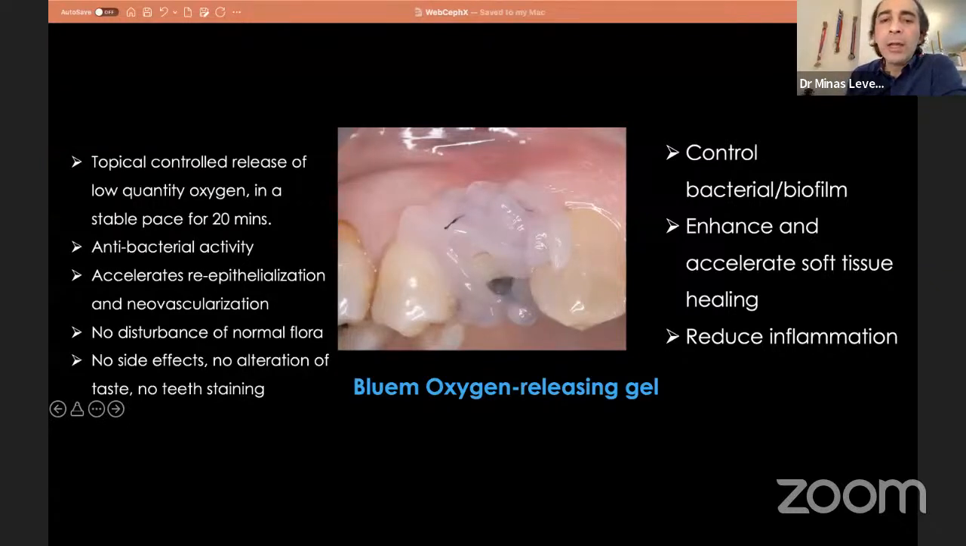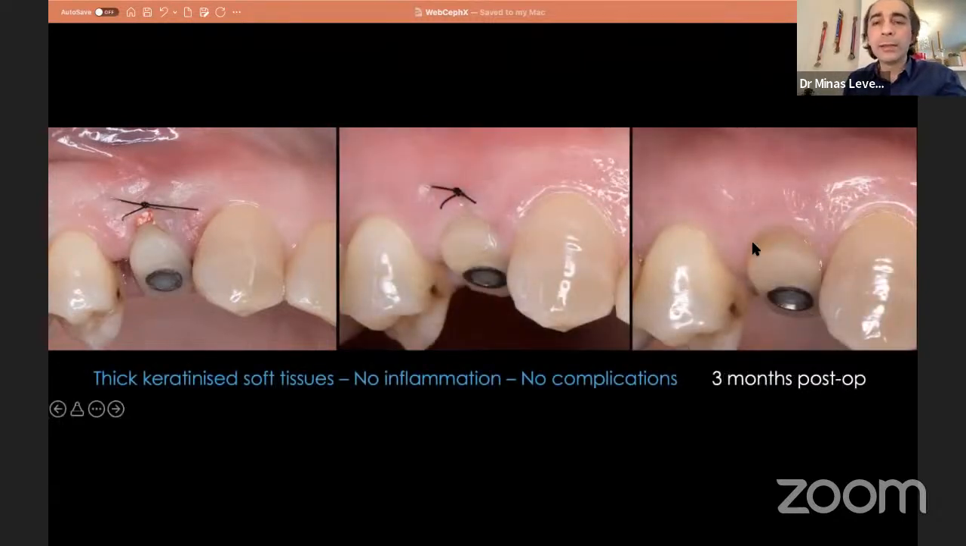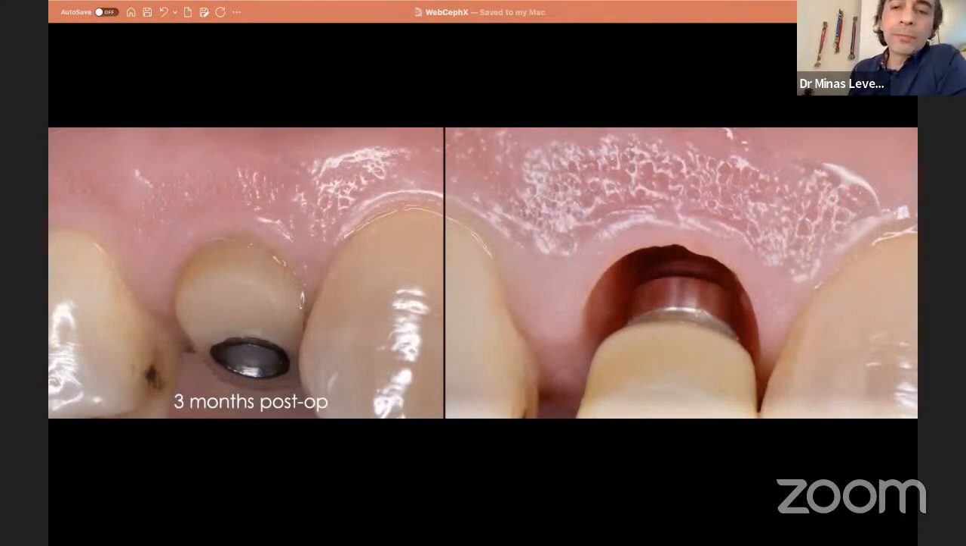There are no side effects, and the oxygen will help me from here to get, after 10 days, an excellent soft tissue maturation and healing. And we continue doing the same, and we can see that just by waiting and with the use of the oxygen gel, how perfectly the soft tissues mature and regenerate around the topography of our healing abutment. Now it's time to remove this healing abutment. For the first time after 3 months, the patient comes back and we remove the abutment, and everything is ready.